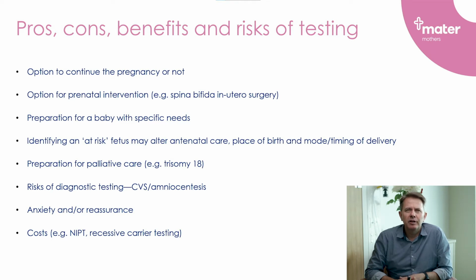It's also important to identify an at-risk fetus because it may be possible to offer antenatal intervention that can alter the outcome for the pregnancy. For example, in utero treatment for spina bifida. Another option, of course, for some parents who choose to continue the pregnancy for children that have lethal abnormalities is the preparation with palliative care.